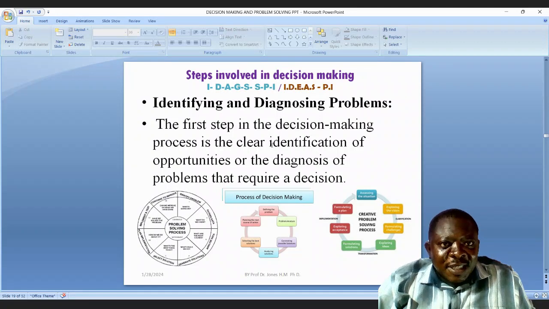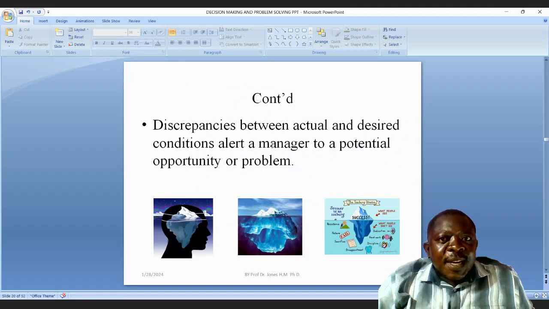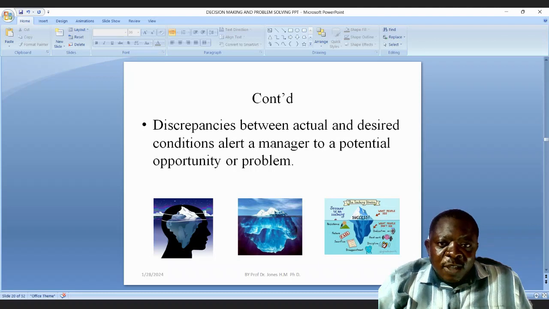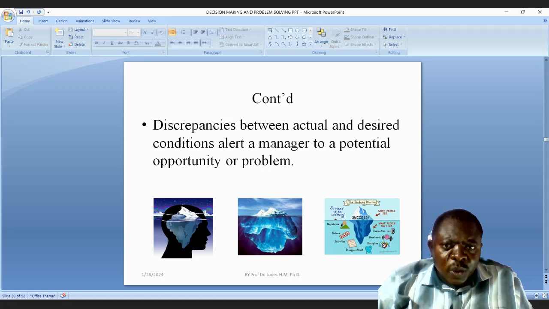So the steps involved in decision making require that you identify and diagnose the problem. Discrepancies between actual and desired conditions will alert a manager to a potential opportunity or problem. So you have a goal where you are at point A and you have to reach point B. When you have not reached point B, as in one of the set key performance indicators, you need to look at what could have affected you not to reach point B, the desired point that you wanted to see.